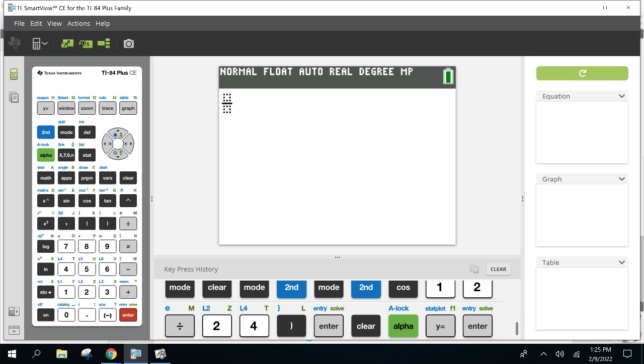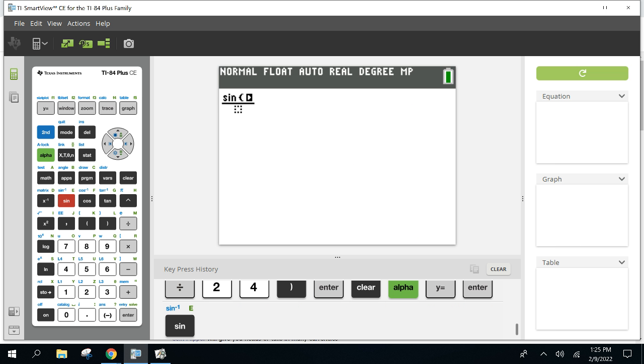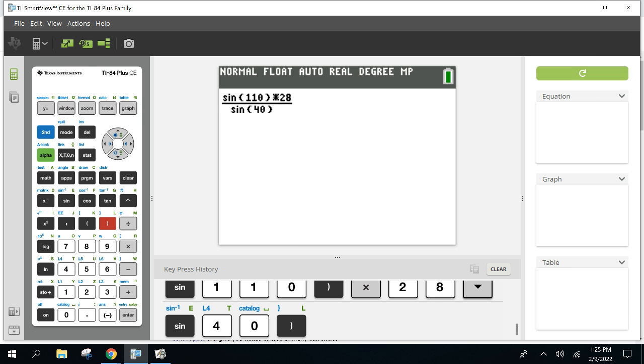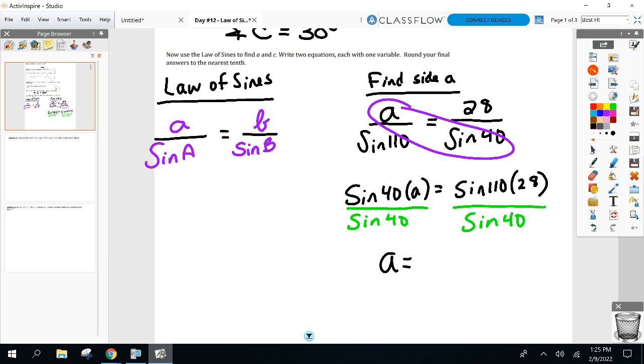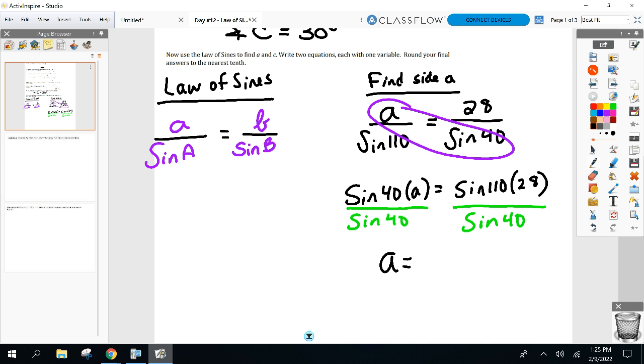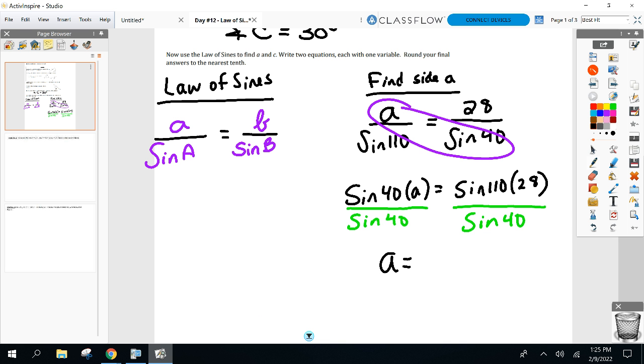So let's get the fraction template up. On the numerator, what do I got? Sine 110 times 28. Close that parenthesis, times 28. And on the bottom, sine of 40. Yep. And make sure we round to the nearest tenth. 40.9. Are there any units on this one? Or no? All right, so I'll just leave it 40.9.